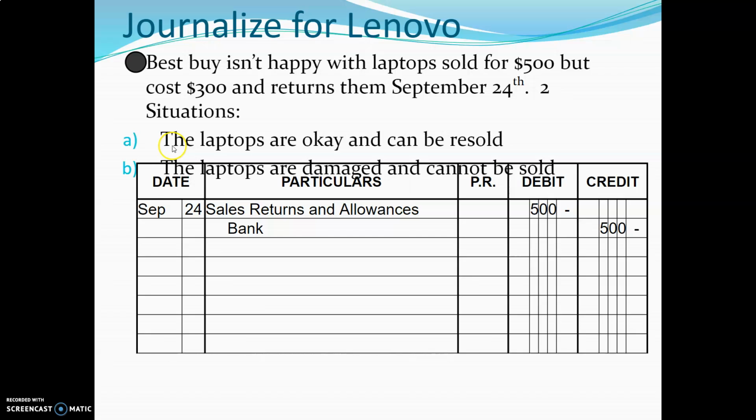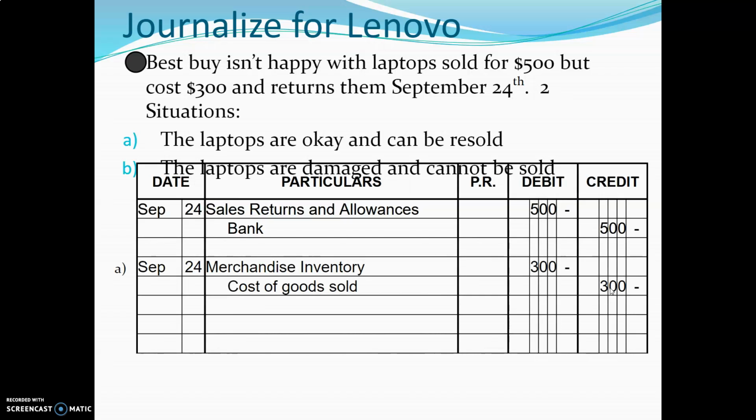Now with situation A, the laptops are okay and can be resold. Well, this means that we end up putting those $300 back into inventory. And we have to also reverse the cost of goods sold. So merchandise goes up, which means we debit merchandise inventory, $300, and our cost of goods sold, which was our owner's equity account, goes back down by $300.